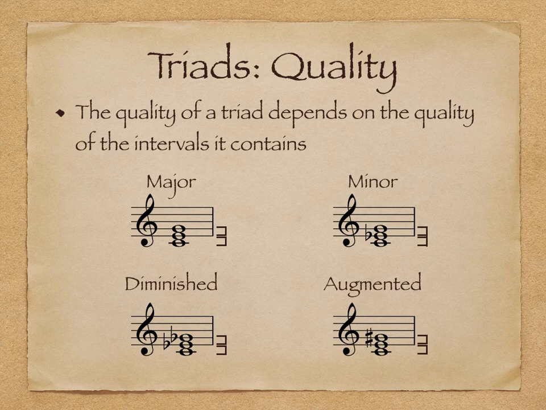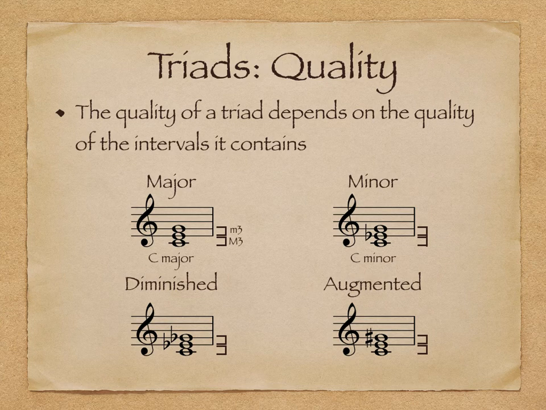The quality of the triad depends on the quality of the intervals it contains. For instance, this major triad contains a major third and a minor third. This is recognizable as the tonic triad in the C major scale because of its intervallic content. Every major chord will have these intervals in this configuration.